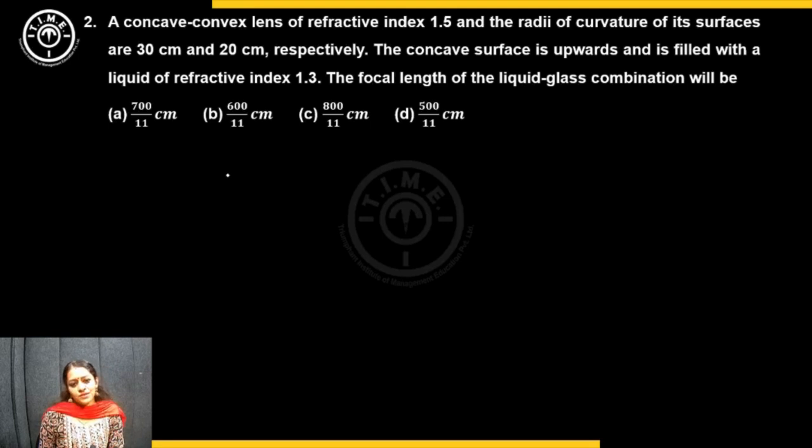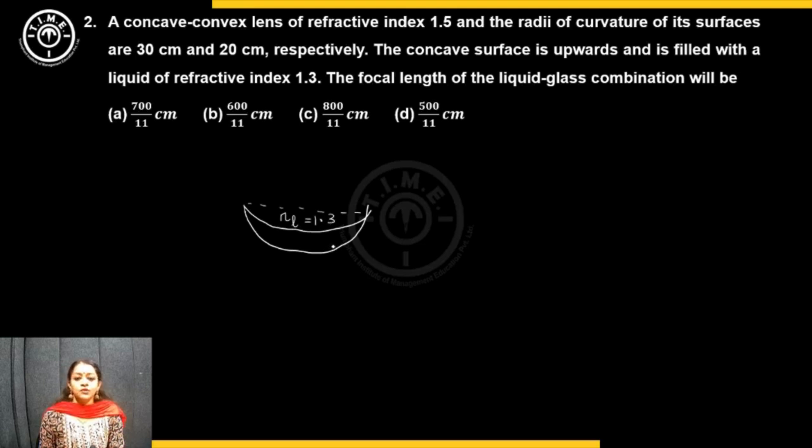So here it is a concavo-convex lens. That means one side is convex and the other side is concave. That means it should be curved inwards like this. And it is given in the question that the concave surface is upwards. Yes, so the picture is correct. The concave surface is upwards and it is filled with a liquid of refractive index 1.3. This portion is filled with a liquid which has a refractive index 1.3.